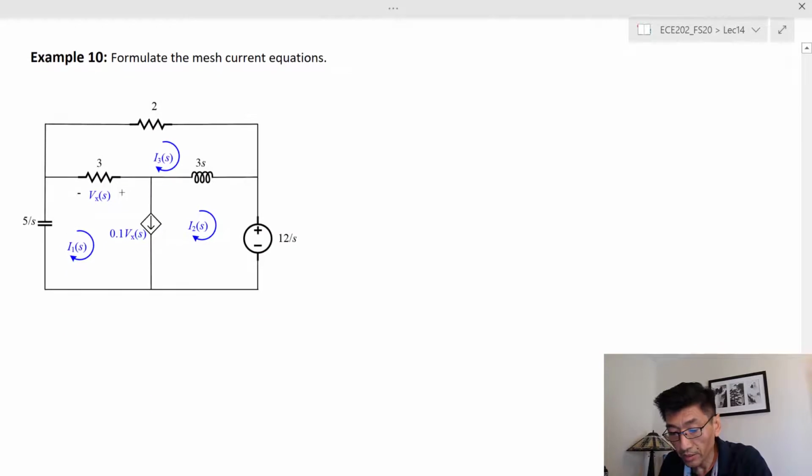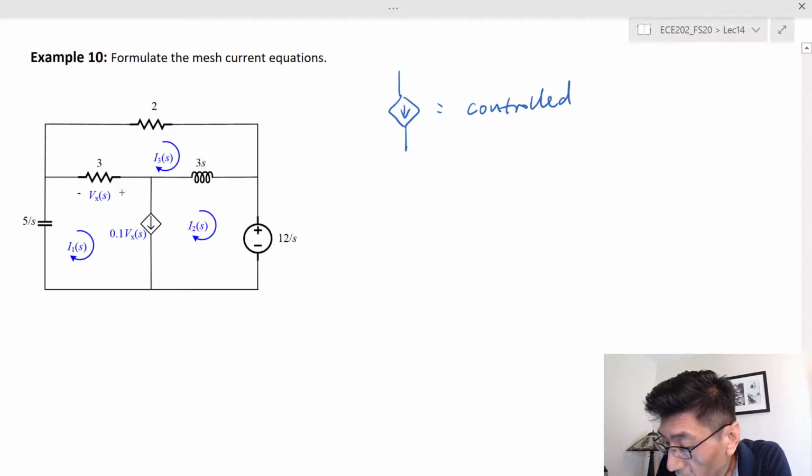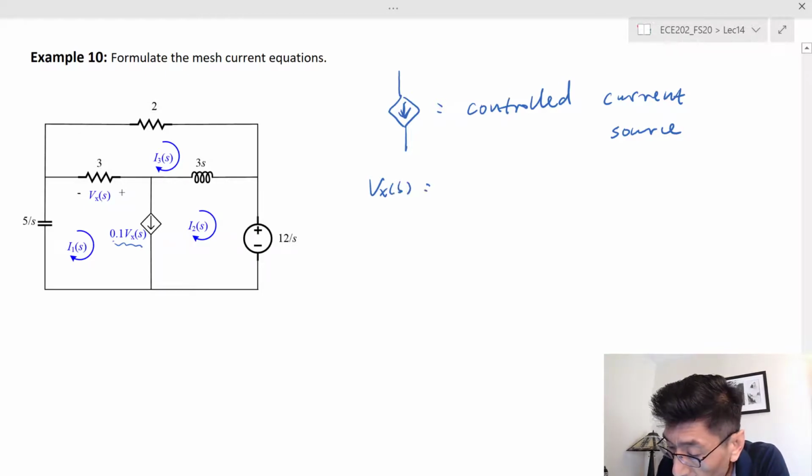Let's look at another case. We have a controlled source in a mesh current analysis. In this case, this is the controlled source or the dependent source. This is the controlled current source. It could be controlled by a voltage or by a current, but in any case, this is a current source. We use an arrow for the current source. Here may be confusing: I label it 0.1 times Vx. And here the controlling Vx is the controlling voltage.